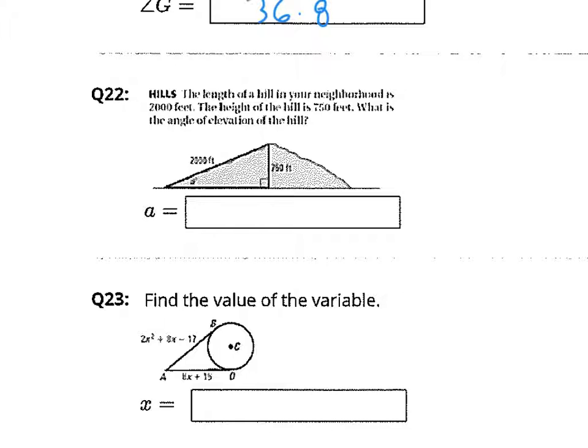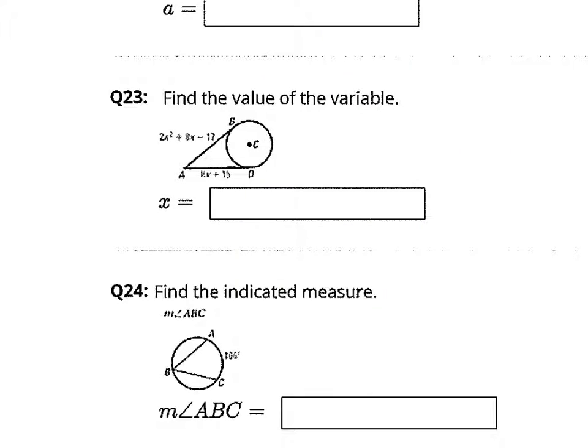And for 22, this is Pythagorean theorem. So you need to do a squared, b squared, c squared. This side is your a, this is your b, which is 750 feet. This is 750. Right here, 750, and this is 2,000. Okay, so solve for a. Number 23, you're going to take 2x squared plus 8x minus 17 equal to 8x plus 15. And you're going to solve for x. Okay?